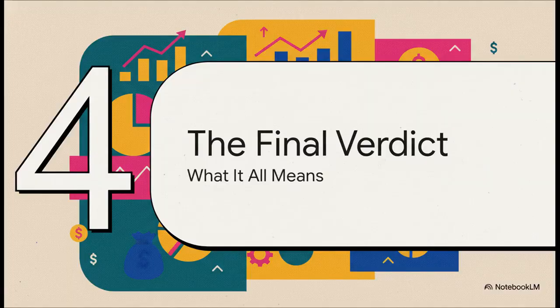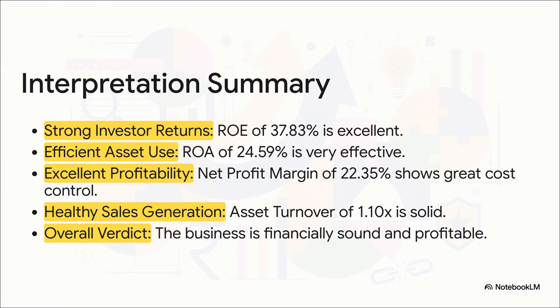All right, we've gathered all the evidence, we crunched the numbers, we analyzed the key ratios. Now it's time to put it all together and deliver our final verdict on D1 Limited. So what's the big picture here? The crucial point is that every single metric, every clue we've uncovered, points in the same direction. This company is firing on all cylinders. The investor returns are fantastic, it's using its assets efficiently, its profitability is top-notch, and sales generation is solid. This is a financially sound and well-run business.